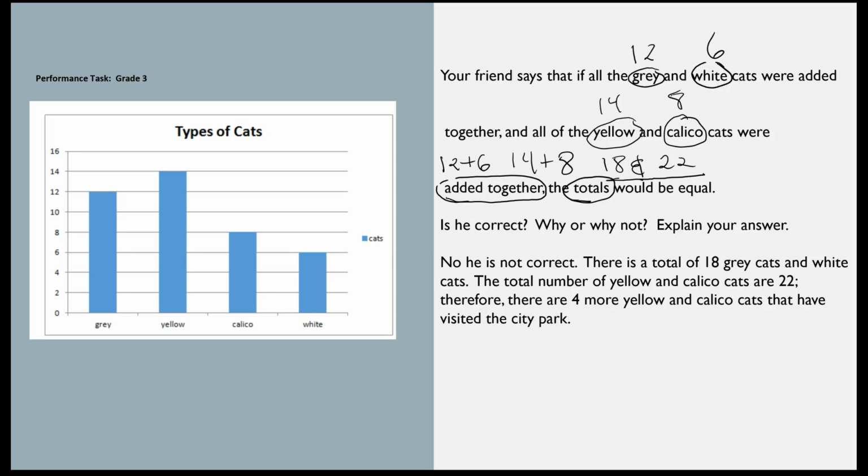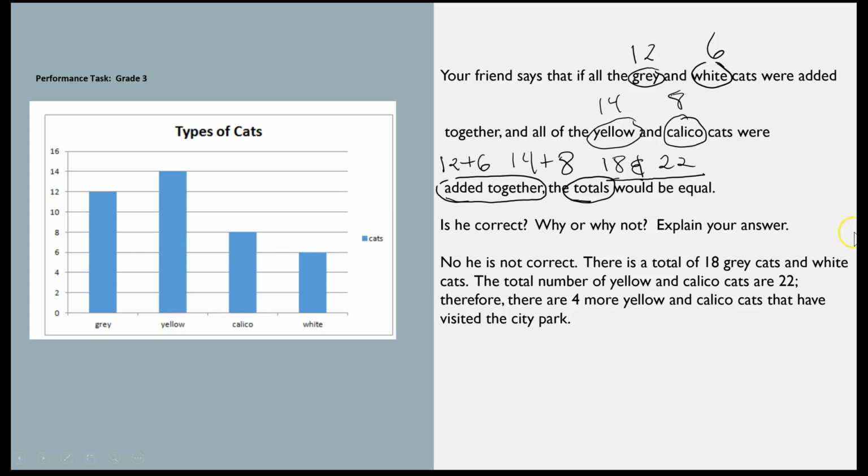And finally, question number 4. Your friend says that if all the gray and white cats were added together and all of the yellow and calico cats were added together, the total would be equal. Is he correct? Why or why not? Explain your answer. There are several questions in this question. Scholars should read twice and answer one question at a time to avoid missing a question and answer.